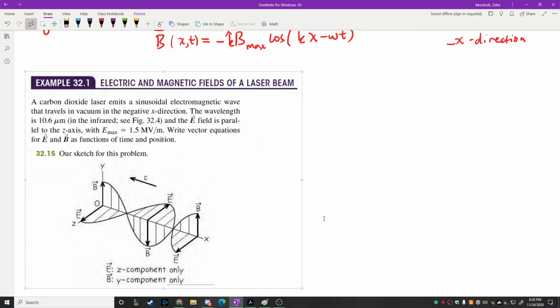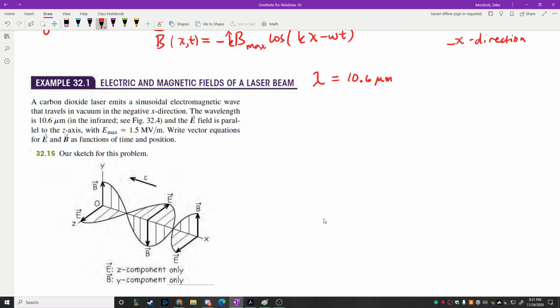All right, so a carbon dioxide laser emits a sinusoidal electromagnetic wave that travels in vacuum in the negative x direction. The wavelength is 10.6 micrometers. And the electric field is parallel to the z-axis, so we're changing things a little bit here, but they've drawn a nice picture for this. So the electric field's now in the z direction. The magnetic field, it doesn't tell us, but our goal is to write the vector equations for E and B as a function of time and position.